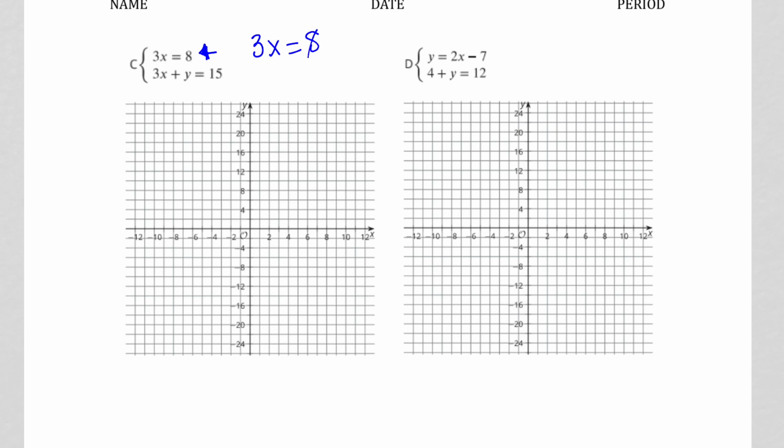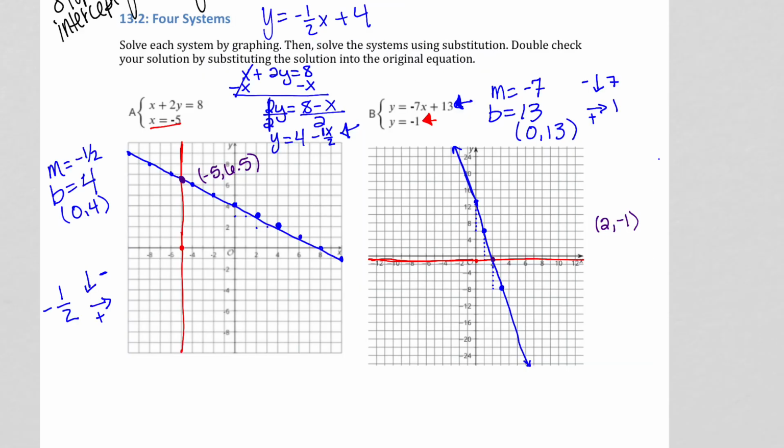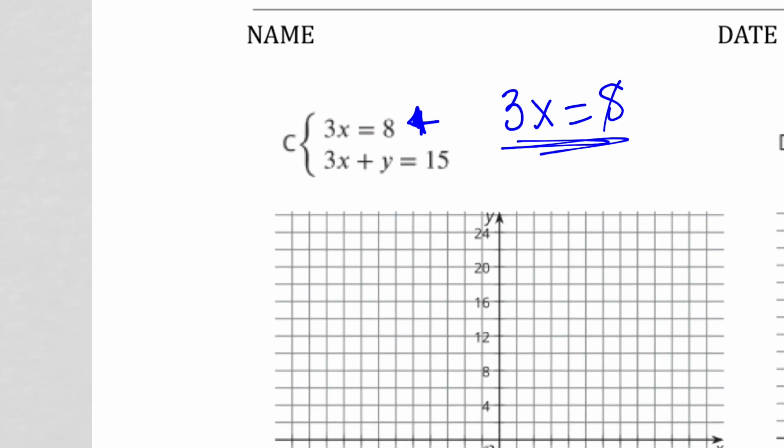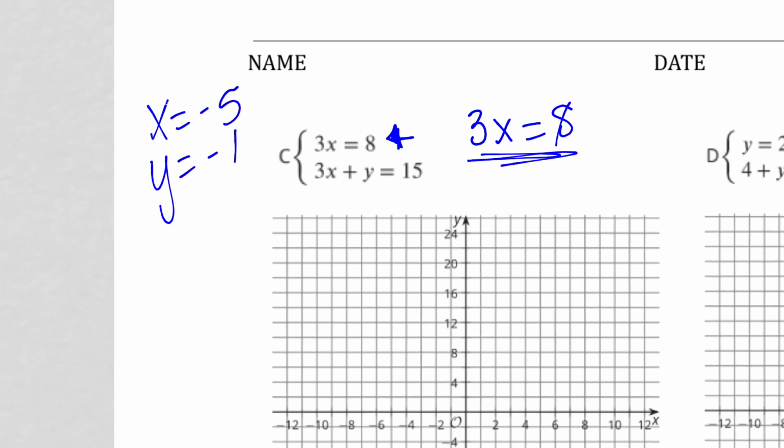What's the difference between this equation and this equation? We had x equals -5 and y equals -1. So what's the difference here? Oh, they're kind of switched. Okay, we've got a number in front of the variable. How do I get rid of that? We divide. What do I divide by? 3.